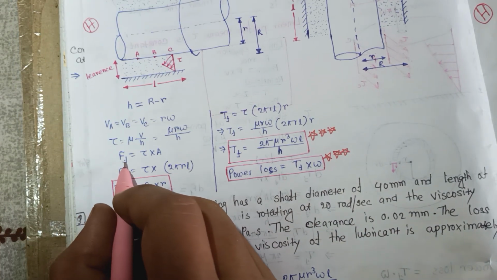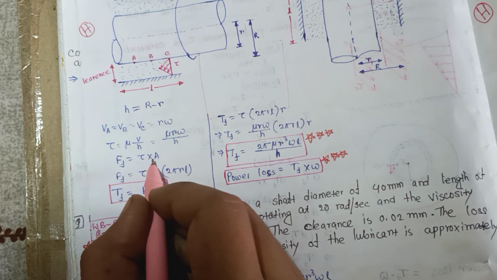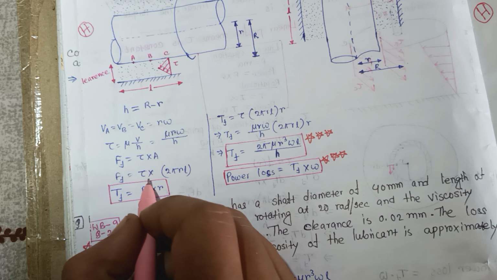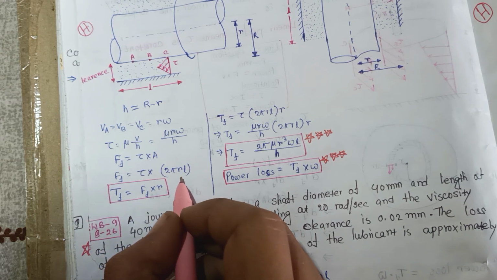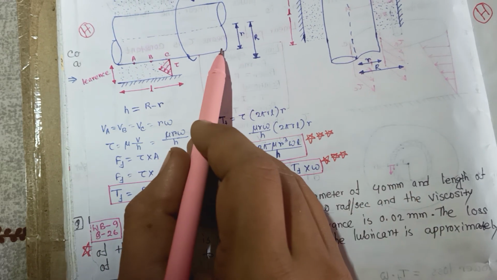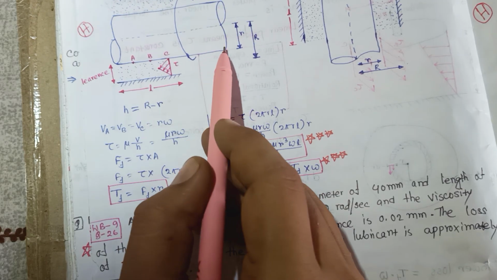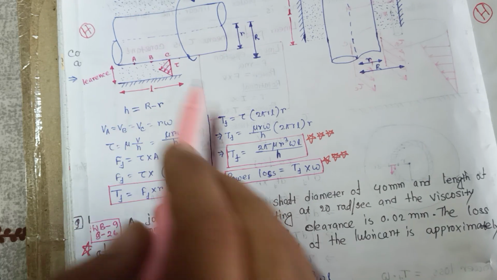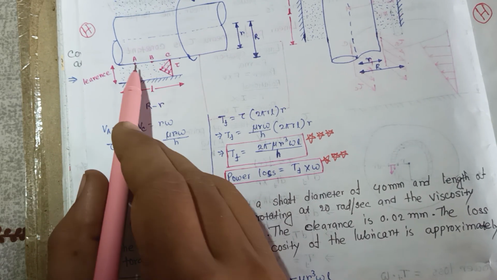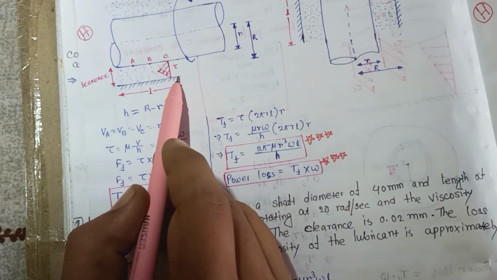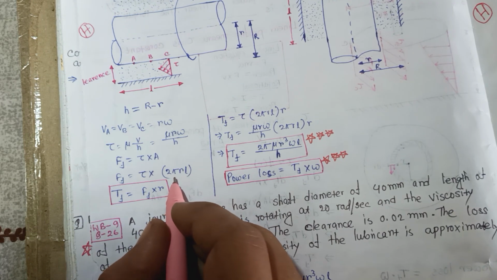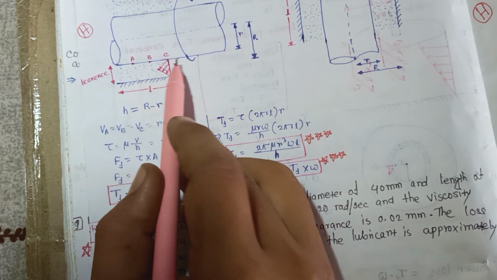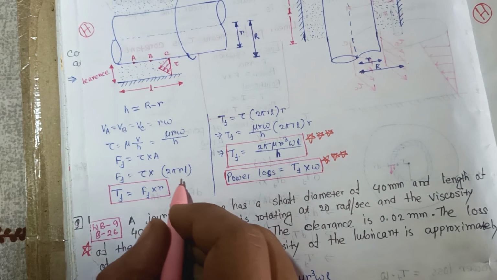Force F is equal to tau into area. What is the area? That is the outside area. Here the circumference is 2 pi r, so 2 pi r into this length, 2 pi r into L. The circumference of the shaft into this length, because the lubrication is in between, in this zone. That's why this length is multiplied.